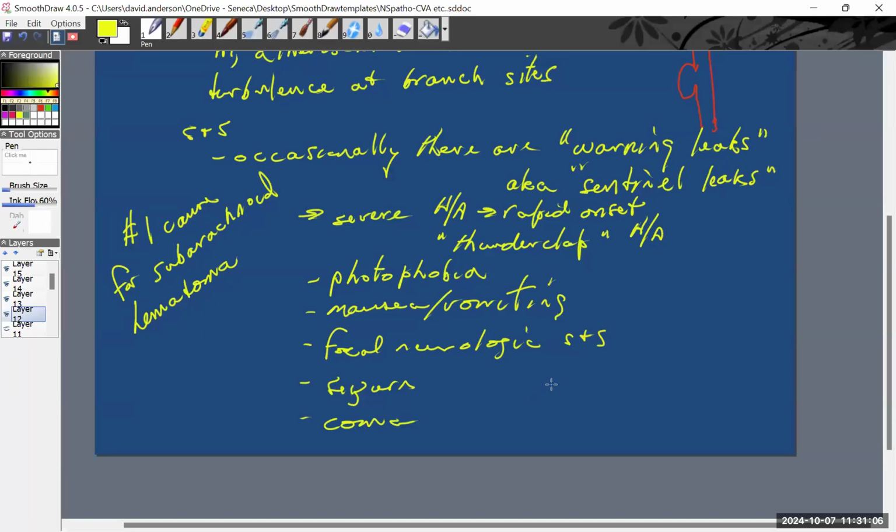So again, what are we concerned about after the rupture? The bleed results in an increase in intracranial pressure, an increase in blood volume within that subarachnoid space, and that's going to give rise to ischemia from vasoconstriction compensation.